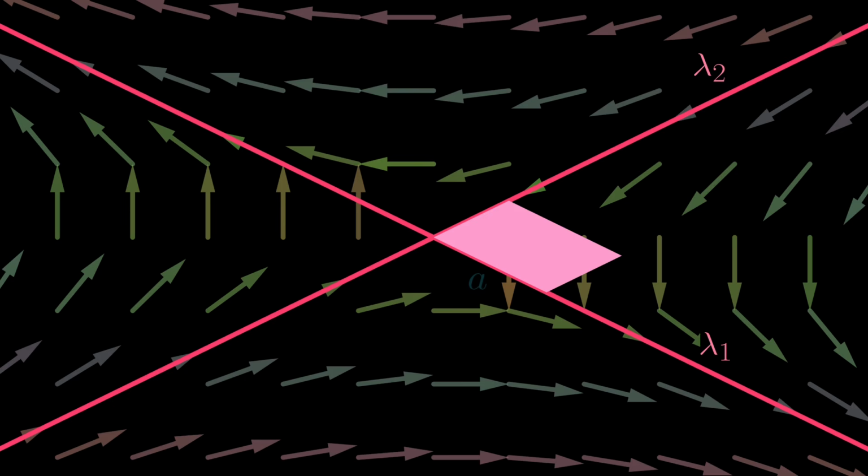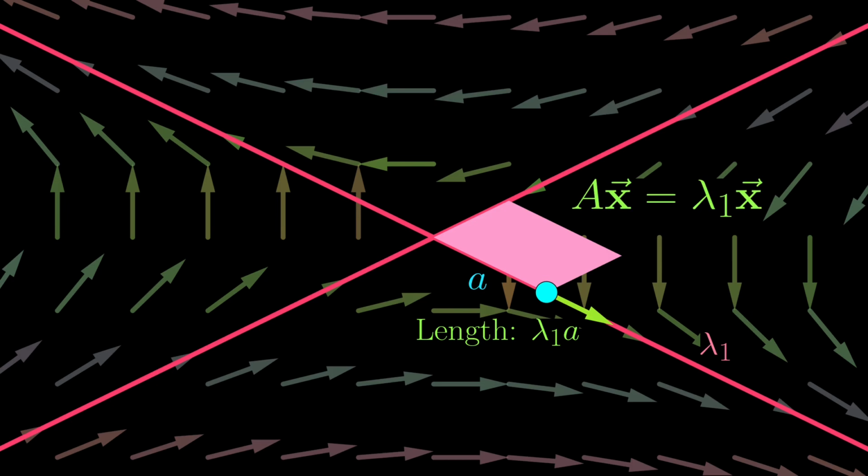And let's say the side lengths of the parallelogram are a and b. Focus on this corner of the parallelogram. The length of the vector attached to it should be lambda1 a. That's because on this line, every position vector satisfies Ax equals lambda1 x. Since the position vector has length a in our notation, the vector attached to it should have length lambda1 a.